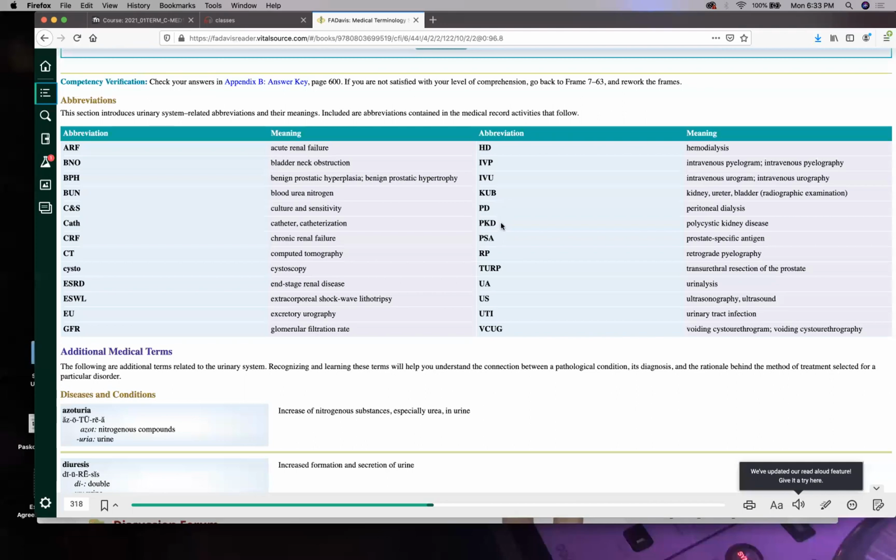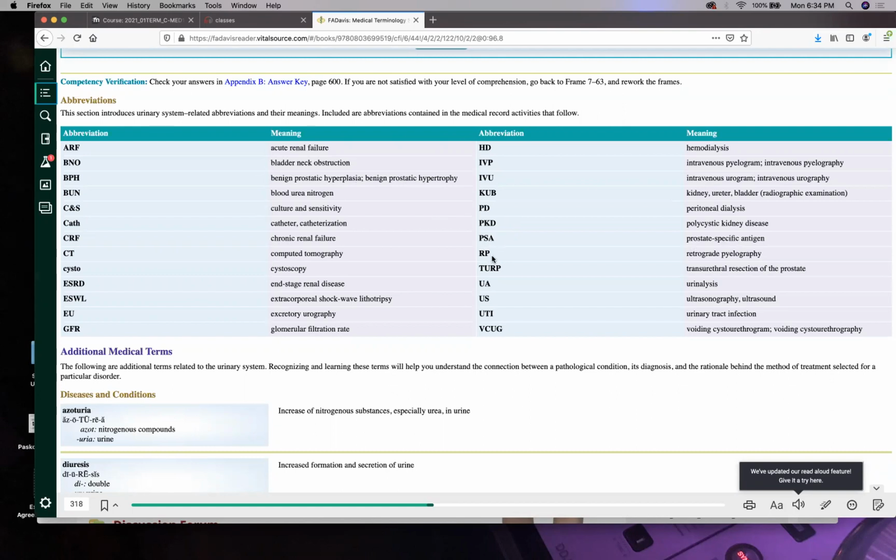PD, peritoneal dialysis, we don't use that. I don't know who uses PDHD. PKD, polycystic kidney disease, yeah, maybe. PSA, we use a lot, prostate specific antigen. Now, if you have benign prostatic hyperplasia or benign prostatic hypertrophy, your PSA will go up.